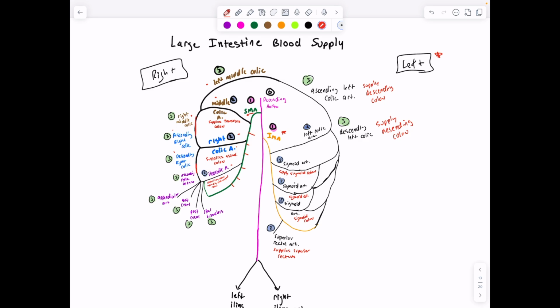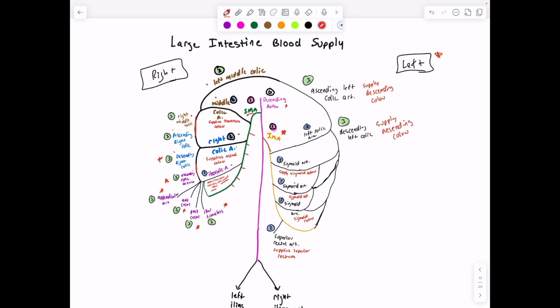Then we had the ileocolic, which we already said was for the distal ileum, cecum, appendix, and the proximal ascending colon. That's giving off 5 branches: ileal branches, posterior cecal, anterior cecal, appendicular, and then the ascending colic artery, which is anastomosing with the descending right colic artery. All right, so not too bad. Let's look at the inferior mesenteric artery, which is another branch off the descending aorta.